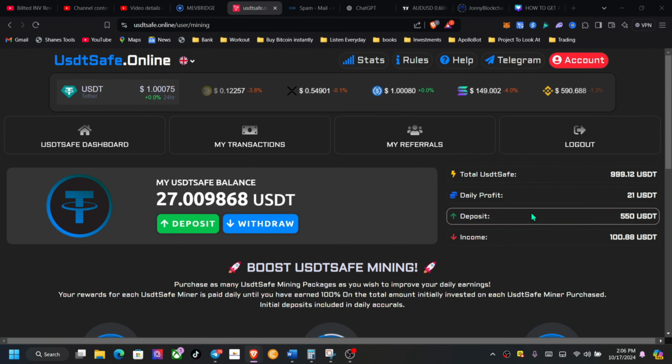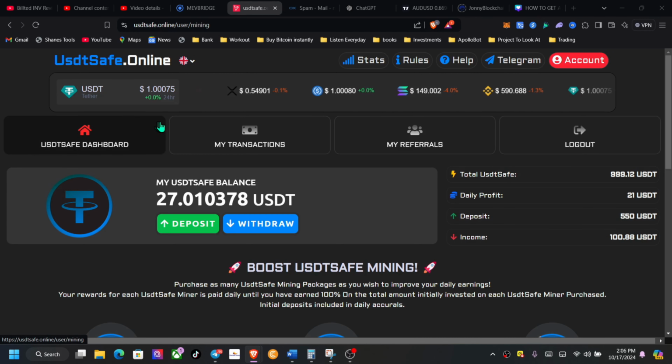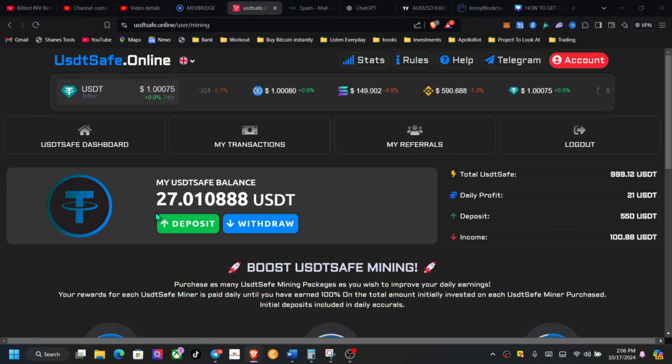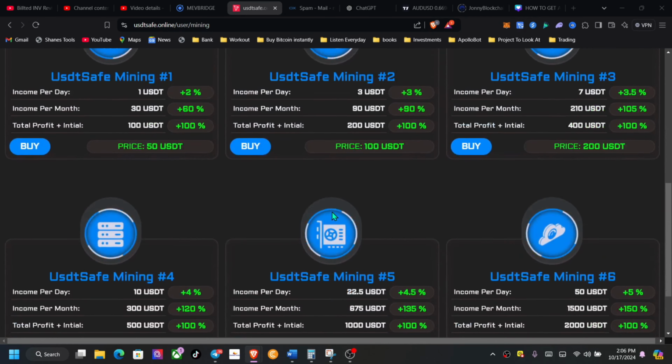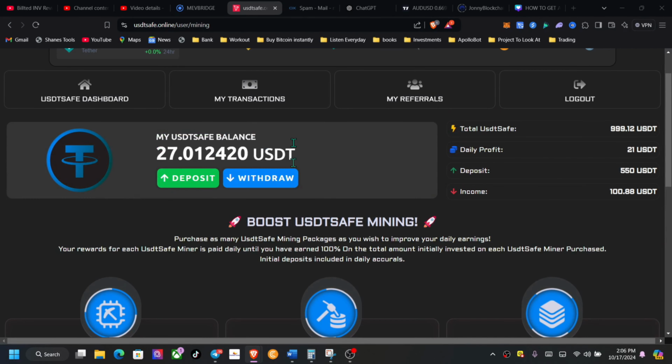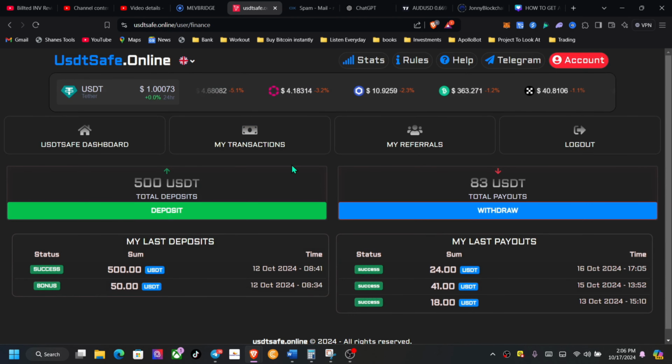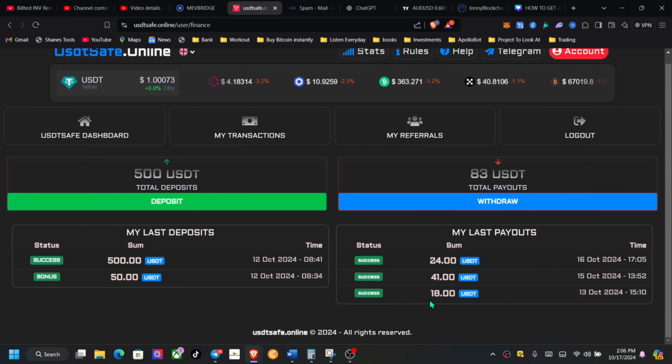I'm back here inside of Usdtsafe.Online. What we want to do is look at the withdrawal. These are the plans. So let's go across to my transactions first. These are the withdrawals that I have made so far.